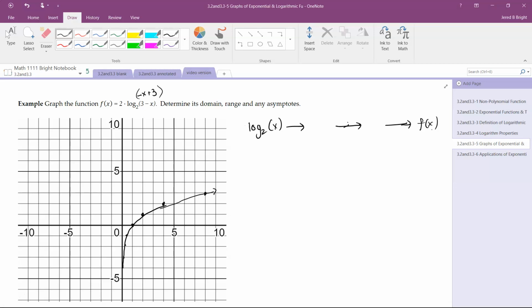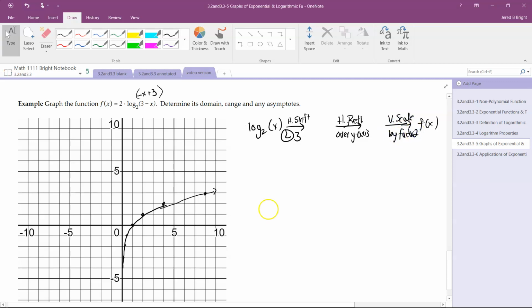Okay, well, there are 3 things here. There should be first a horizontal shift left 3, that's the plus 3. Then there's going to be a horizontal reflection, a reflection over the y-axis, and these last 2 technically can go in any order. And then the last thing is a vertical scale by a factor of 2.